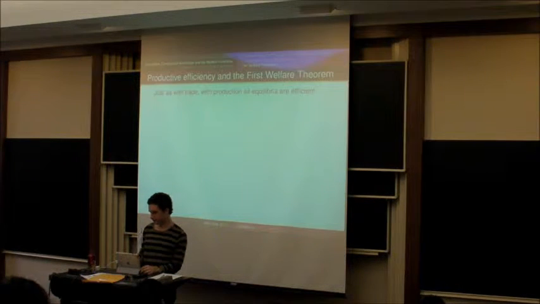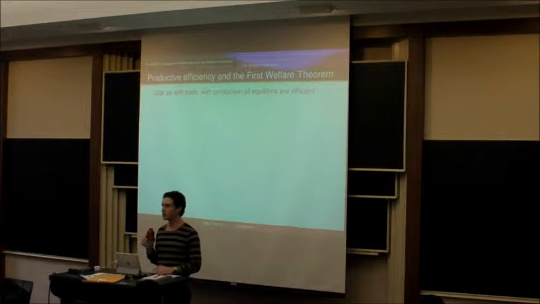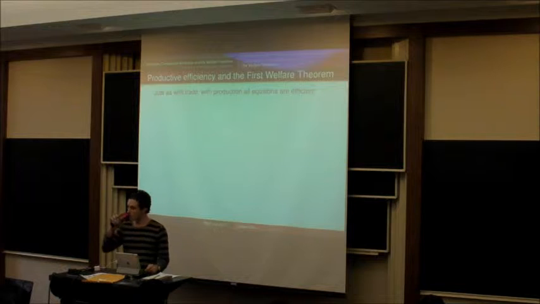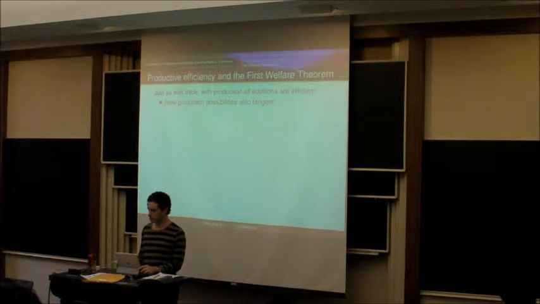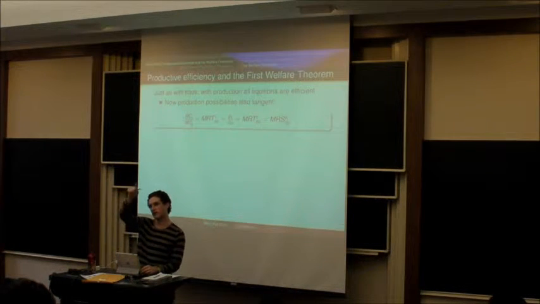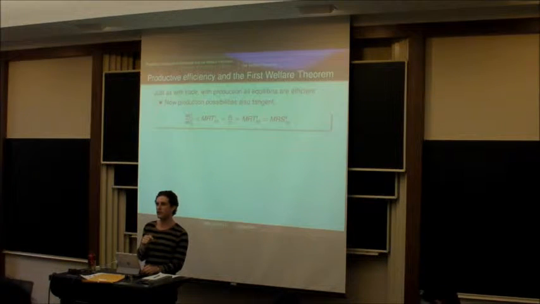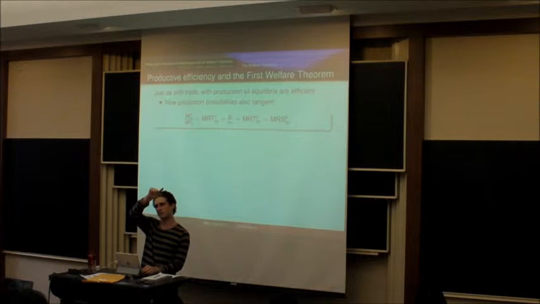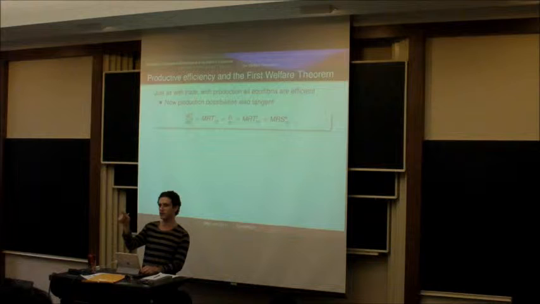Okay. So, just as with trade, as with pure exchange, with production, all equilibria of the economy are efficient. And the only thing that's been added is that in addition to everybody's indifference curves being tangent to one another at those prices, like you get in the Edgeworth box, also all of the marginal rates of transformation, all the production possibilities frontiers are tangent to one another.